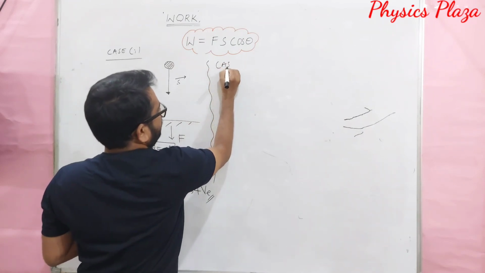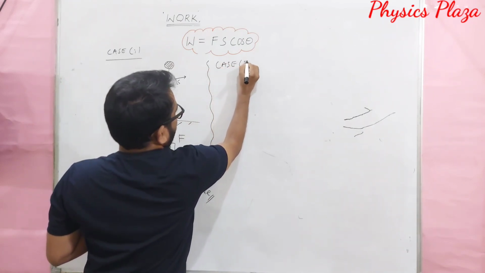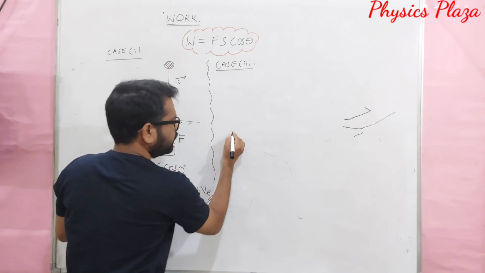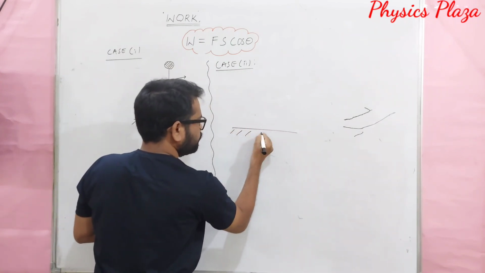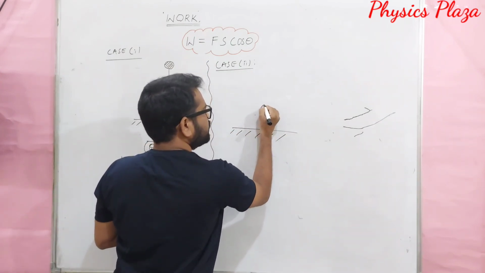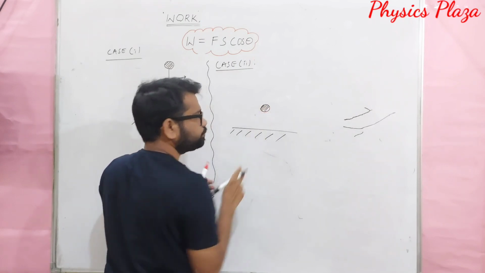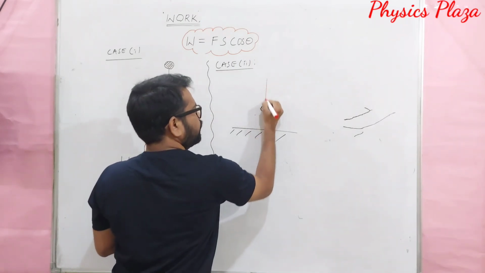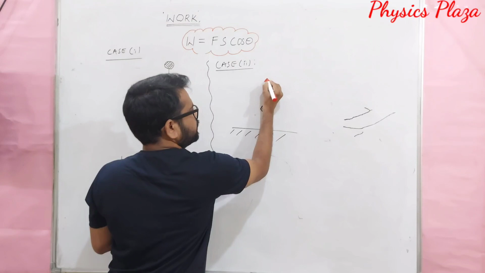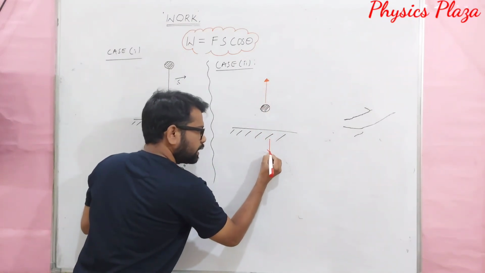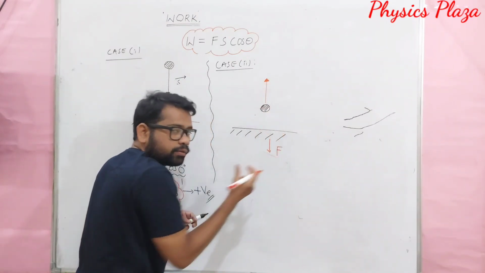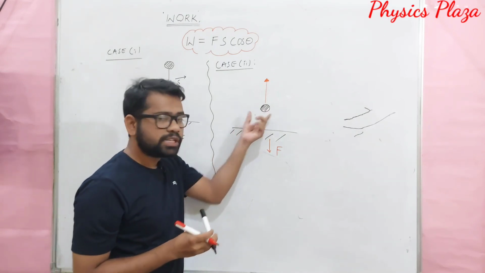Case 2. Children, in this case, let us suppose a body is thrown vertically upwards. So, in this direction. But gravitational force will be vertically downwards only. But in which direction is the body displaced?